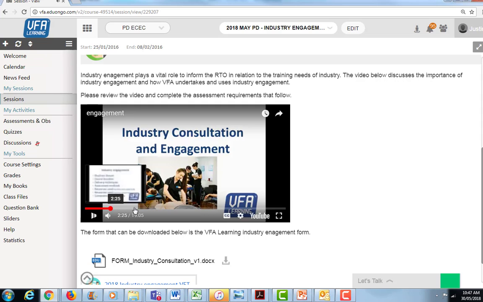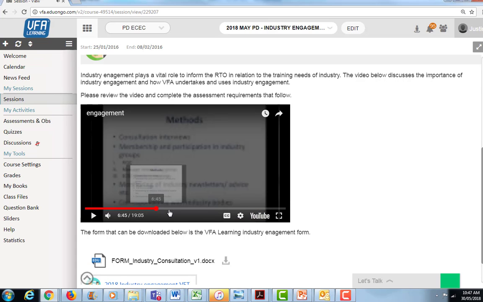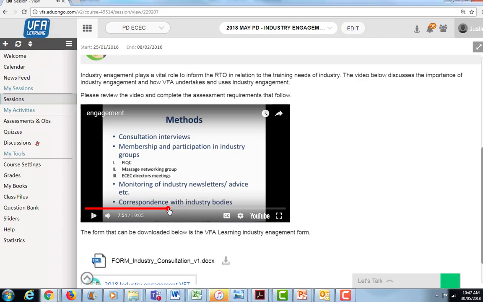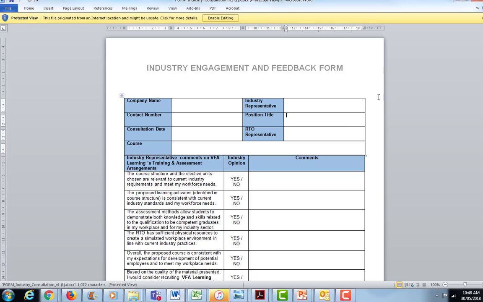This is really important. It goes through what sort of things we're going to be collecting, and how to fill in Maria's form, which is here. So they went through that PD. I attached the form to the professional development. So here's Maria's form for industry engagement.